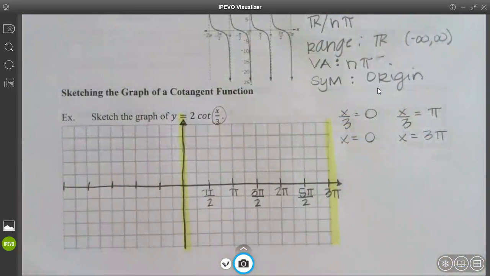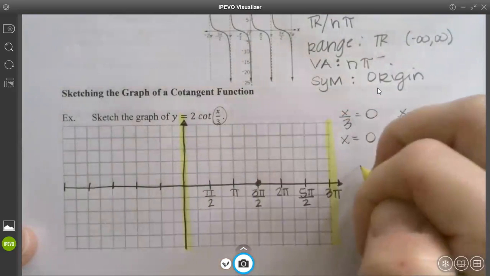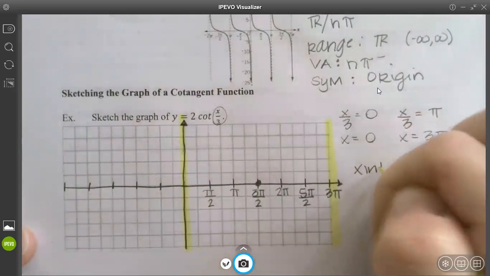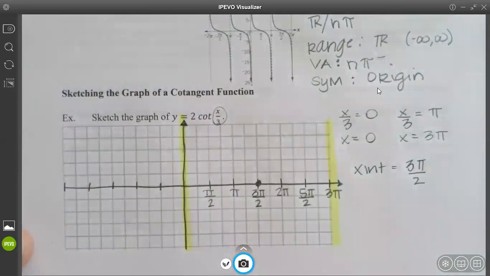Where's your next one going to be? Negative 3 pi or 6 pi, either one. Perfect. All right. What's directly in the middle? So our x-intercept is 3 pi over 2.